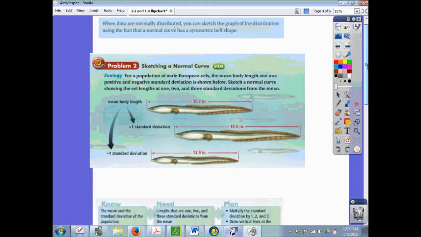Okay. You guys don't have a picture of this, so you're just going to have to look up here. Everybody look at the screen. For a population of male European eels, I don't know what difference making them male is. I guess they're bigger, or maybe smaller. The mean body length and one positive, one negative standard deviation are shown below. Sketch a normal curve showing the eels at 1, 2, and 3 standard deviations from the mean.